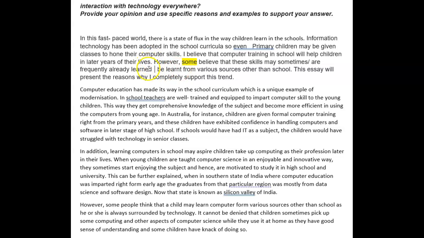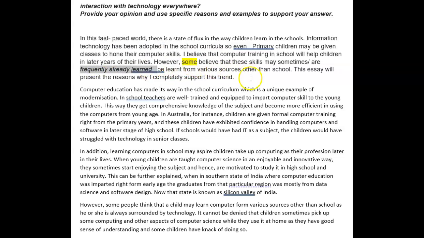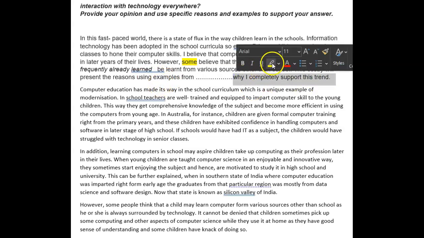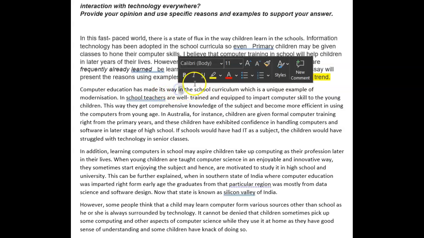Make this contrast between the 2 points of view in the question. This essay will present the reasons, yes, present reasons, and I would say using examples from. And tell me where your examples are going to come from. You don't need this because you've already told me what you think. Okay? Computer education has made its way into the school curriculum, which is a unique example of modernization. Very nice. Love that. Good work.